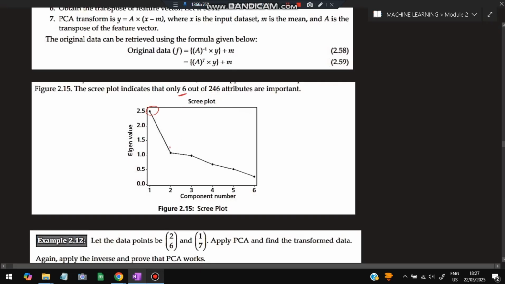So only 6 attributes are relevant, and among the 6, the first 3 are more than 50% relevant. The higher the eigenvalue, the more important the attribute is. Listen again, the higher the eigenvalue, the more important the attribute is. So this saves so much time. That's why PCA is used. From 246D we converted into 6D. Now we are concerned with just 6 dimensions. That is such a massive amount of time saved, right?